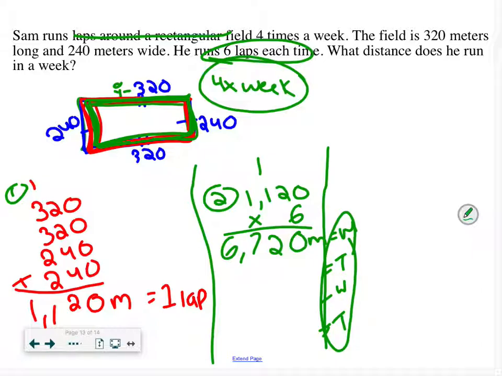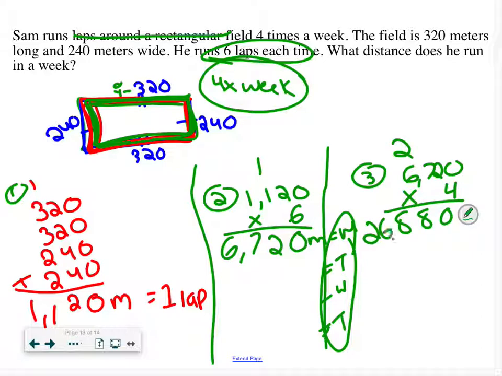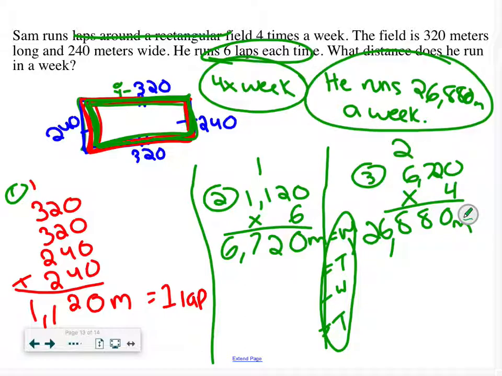So I'm going to take how much one day is, that's 6,720, and he does that 4 times a week. So I'm going to multiply that by 4. And I get 26,880 meters in a week. That's a lot of running. So I'm going to write that down. He runs 26,880 meters a week. That's a lot of running that this guy is doing. So that's okay, but we have everything we need.